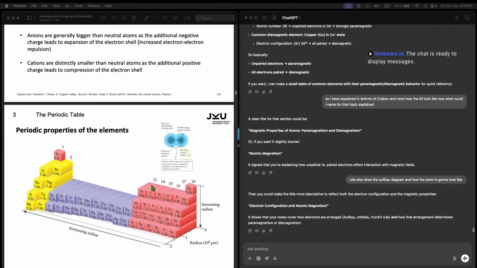Periodic properties. Now, this is radius, right? Downwards, radius increases. Left to right, radius decreases. Okay, that makes sense.